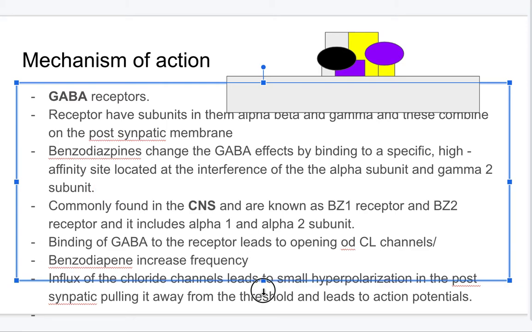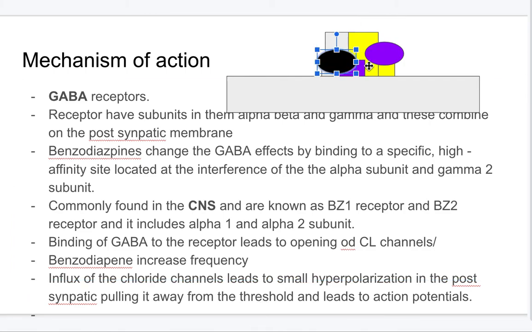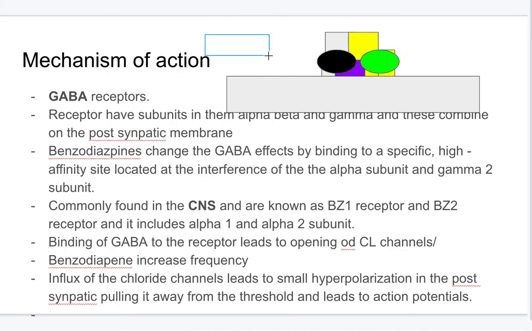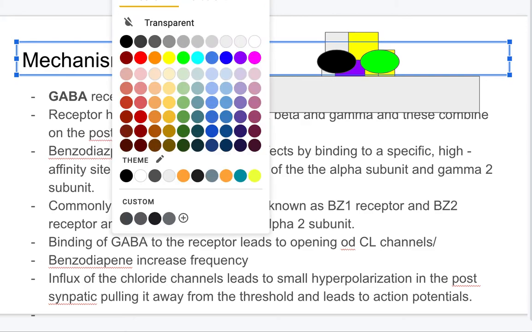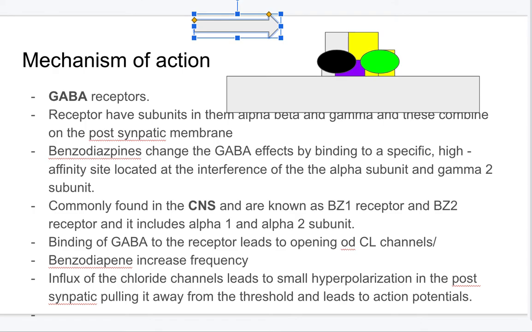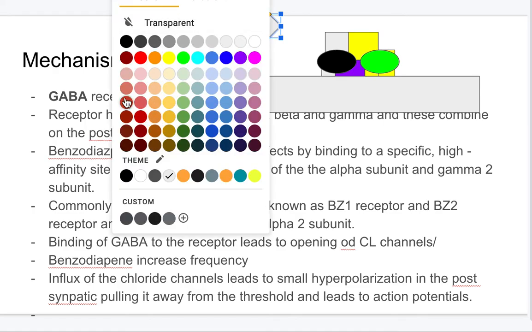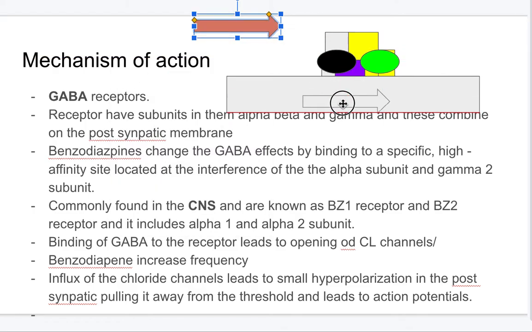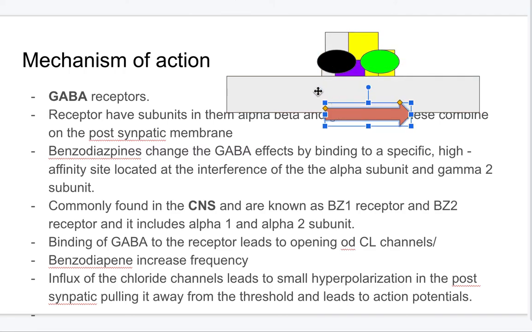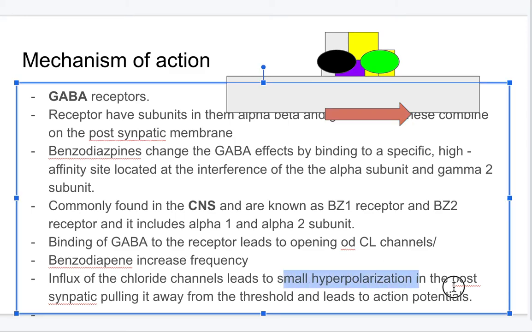When GABA and benzodiazepine bind, something happens. You can imagine this channel is not only a receptor, it also allows the movement of something. Over here I'm going to draw in red the chloride. When these two bind, chloride comes in, and that leads to hyperpolarization in the postsynaptic membrane. It pulls away from the threshold, leading to less action potential.